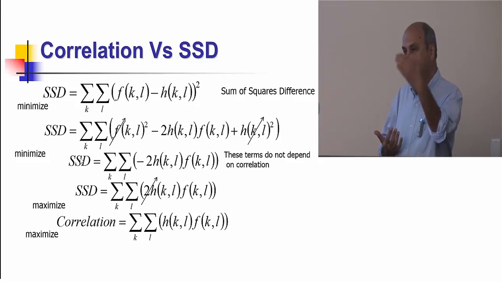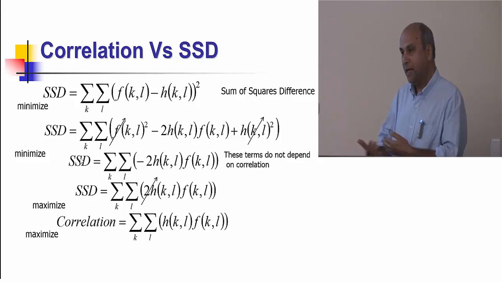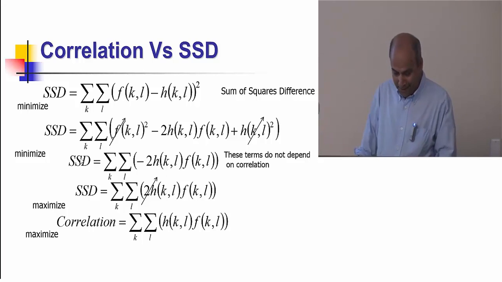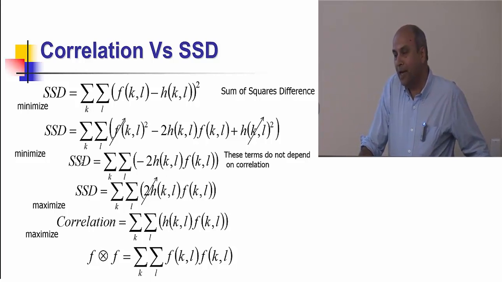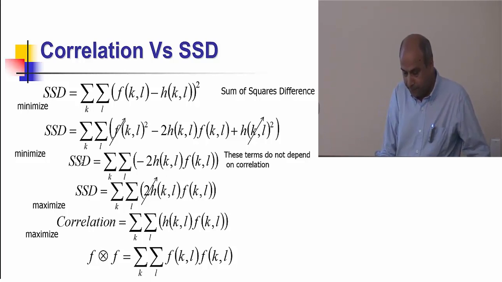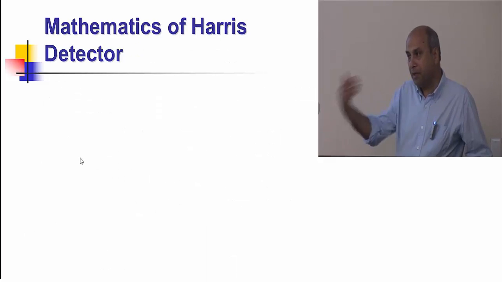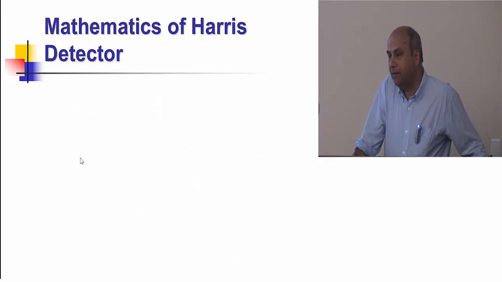So we started from sum of square differences, we ended up with a correlation. It's good, and you can explain this to your friends. You learned something new today. So that is your correlation. Correlation and SSD are related, and they are doing similar things in a way. The reason we wanted to do this is that we are going to use SSD.